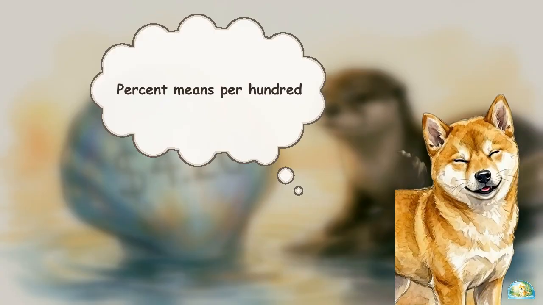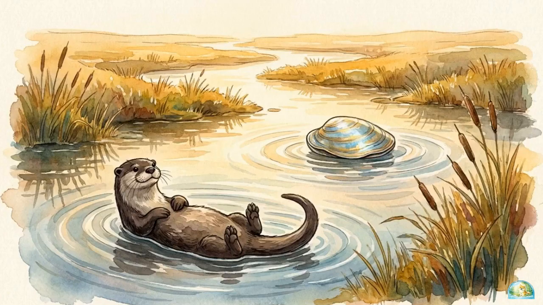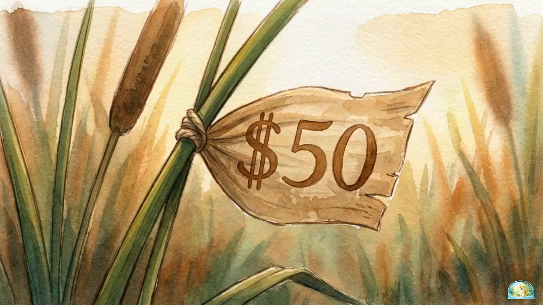Percent means per 100. Find 10% first. Scale it up. When percentages are irregular, decimal multiplication is the most precise tool for determining exact real-world costs. Let's look at one more calculation, determining an 8% sales tax on a jacket. The starting baseline price, before any external rates are applied, is $50.